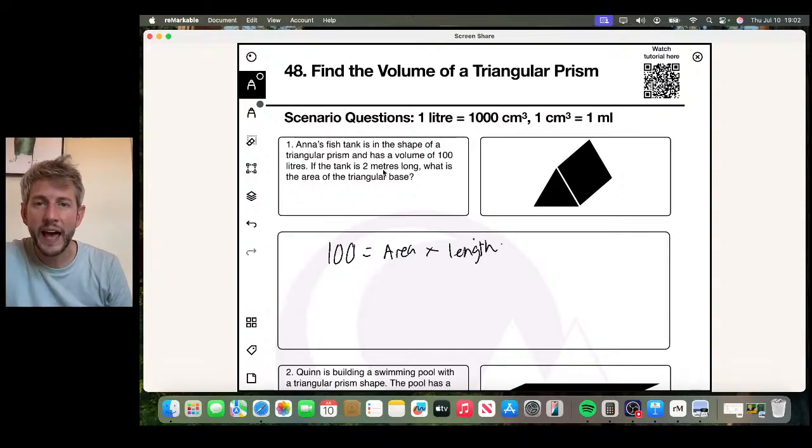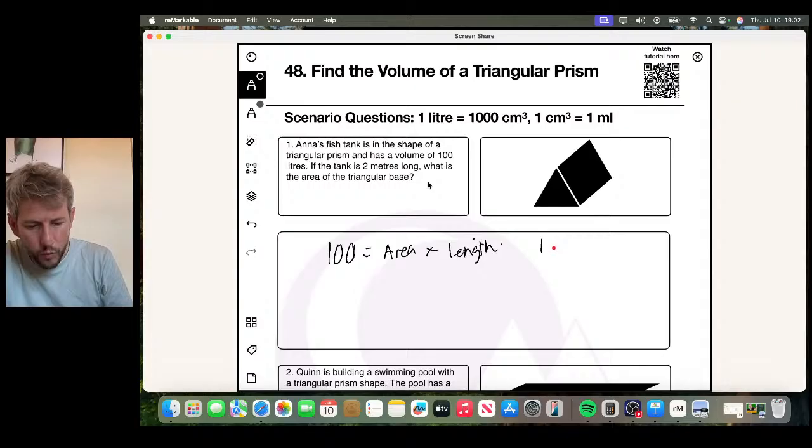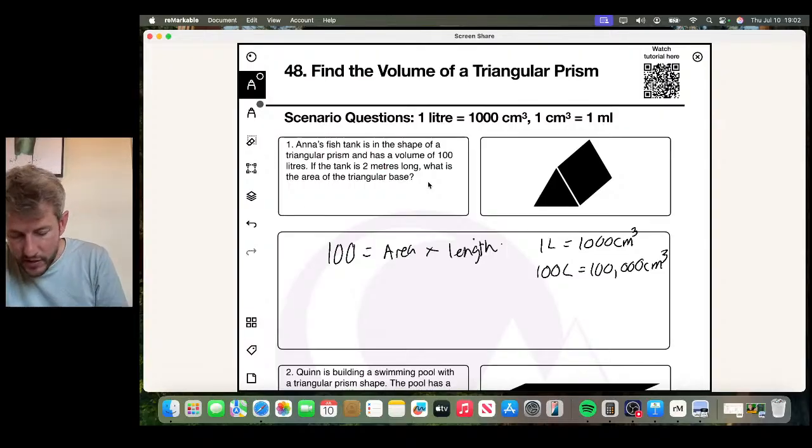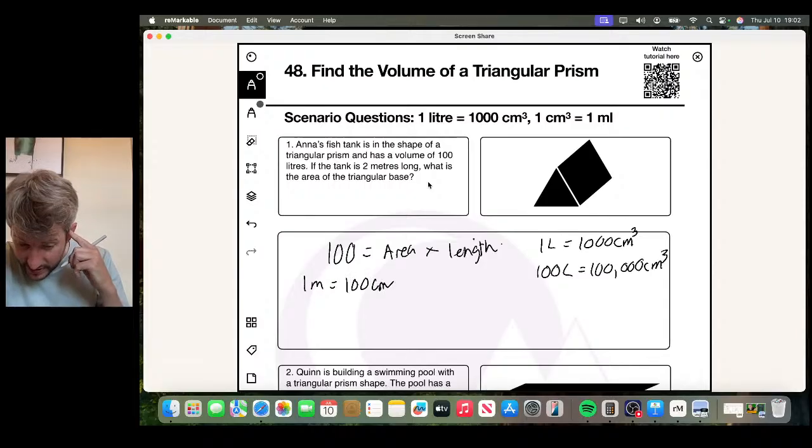Right, so we need to get our units in order. So 100 litres. Well, if 1 litre equals 1,000 centimetres cubed, then 100 litres equals 100,000 centimetres cubed. Okay. Now, we need to get this into centimetres because this is 2 metres. So if 1 metre, they haven't told us this, but we need to know it, equals 100 centimetres, 2 metres equals 200 centimetres.